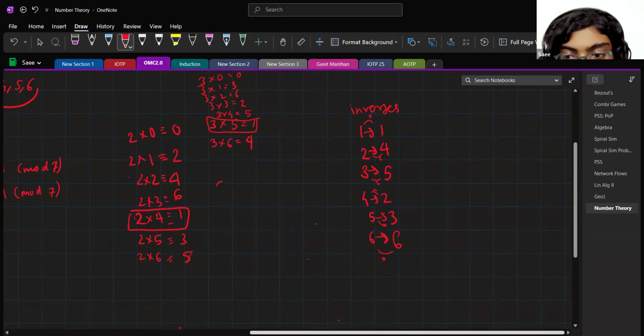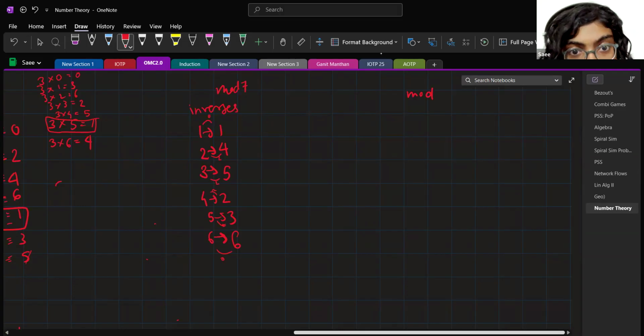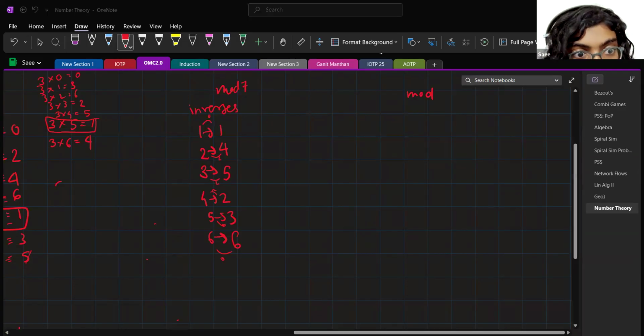Let's try to verify it quickly. Let's also look at some other mods. So this was for mod 7, right? What other mod should we look at? Give me some nice number you want to try looking at. 8. Mod 8. Okay. Can you tell me the inverses?